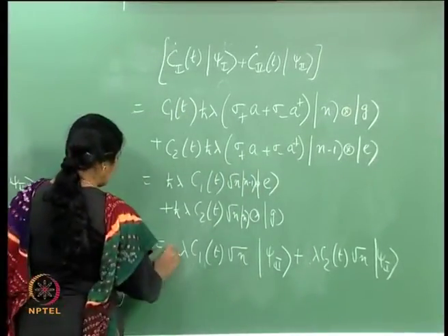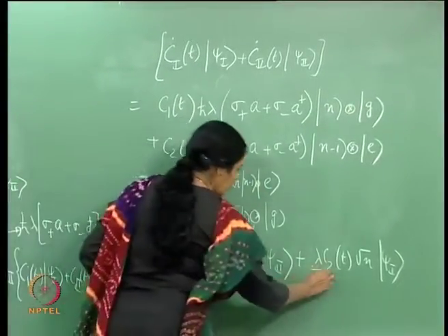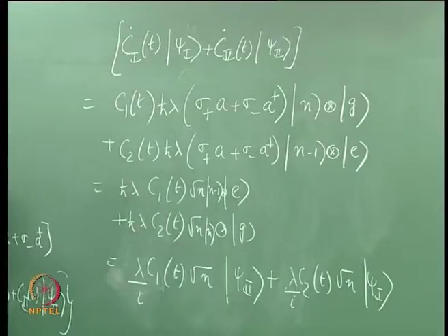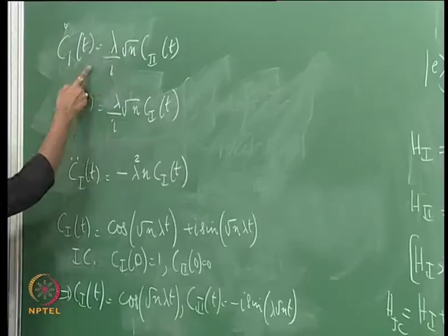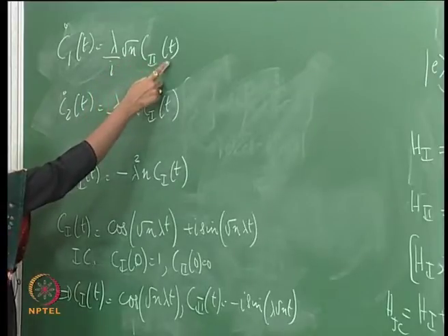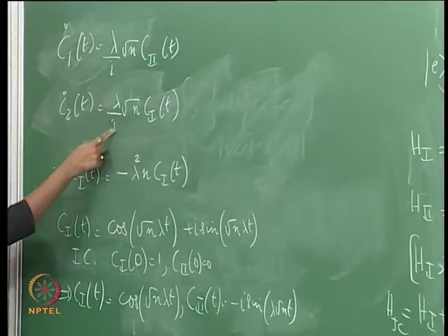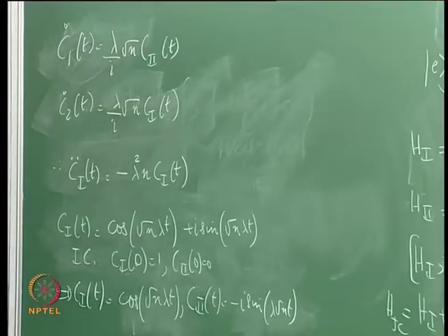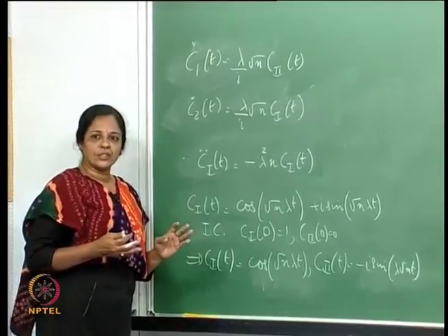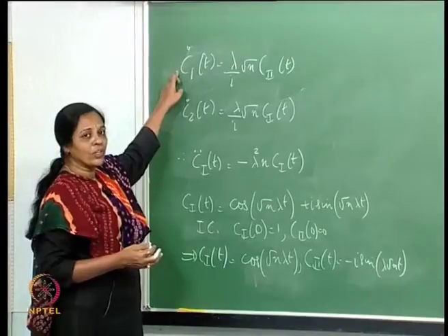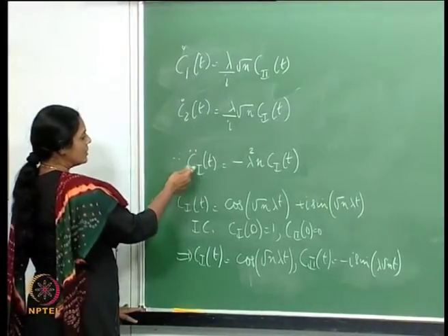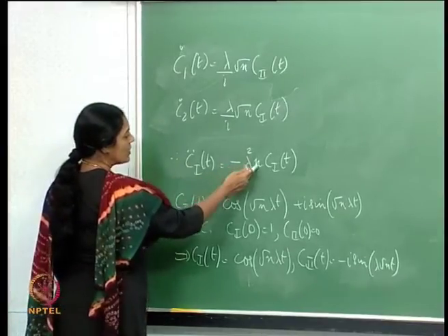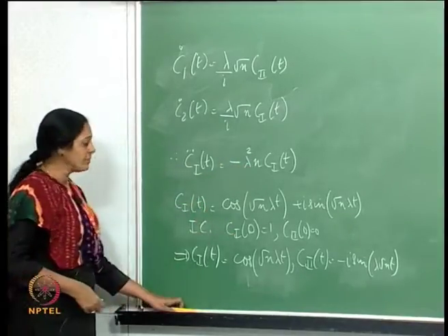Put the i on the right hand side and this is what I have. So, here we have the equations. C1 dot of t is lambda by i root n C2 of t and C2 dot of t is lambda by i root n C1 of t. Of course, these are coupled equations. We can differentiate them once more and decouple the equations. That gives me trivially C1 double dot of t is minus lambda squared n C1 of t.